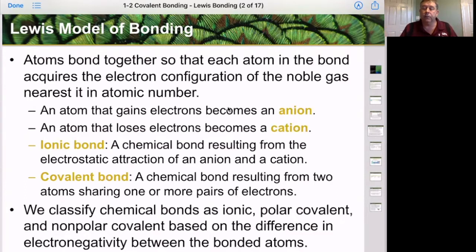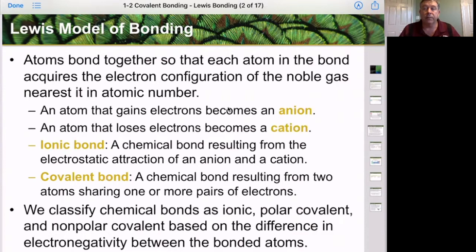If it was something like fluorine, which only needed one electron to fill that shell, it'd be much easier for it to accept an electron and become an anion, or have a negative charge on it. Okay, so we can do a thing where we transfer those electrons. And when we do that transfer of electrons from one to the other so that they become ions, we now have an ionic bond.